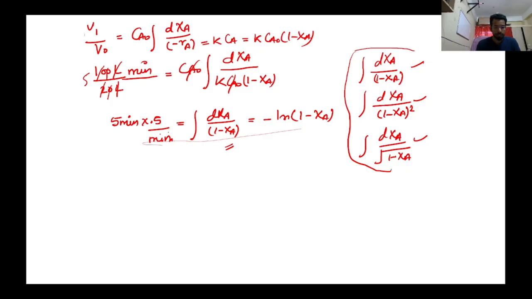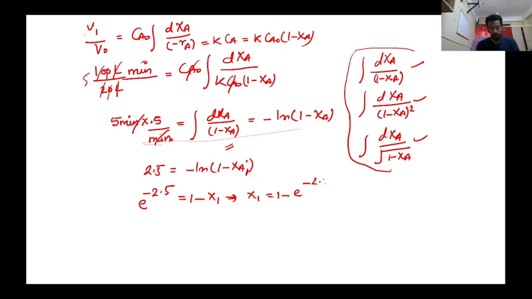So minute will cancel out, 2.5 equals minus ln 1 minus XA. I will write it X1 because it is the exit conversion from the first reactor. Minus 2.5, e to the power, is equal to 1 minus X1. So X1 will be 1 minus e to the power minus 2.5. So X1 will come as 0.9179.